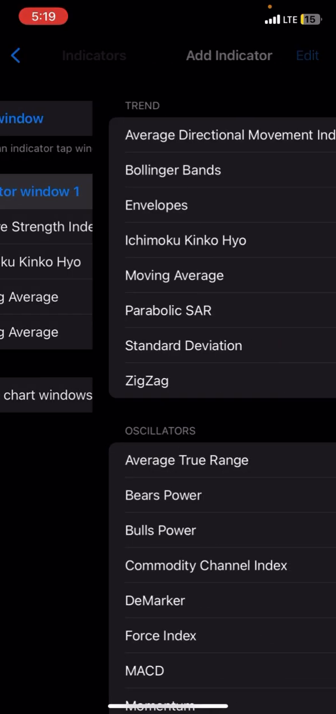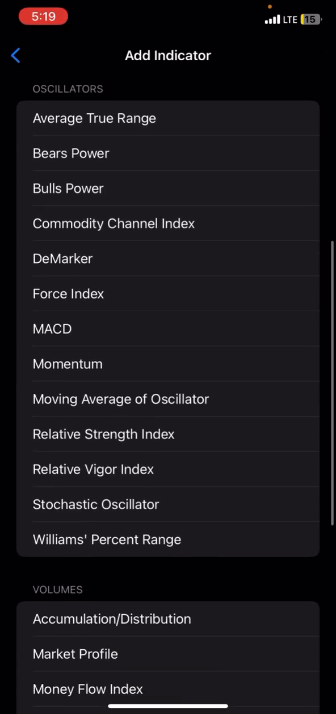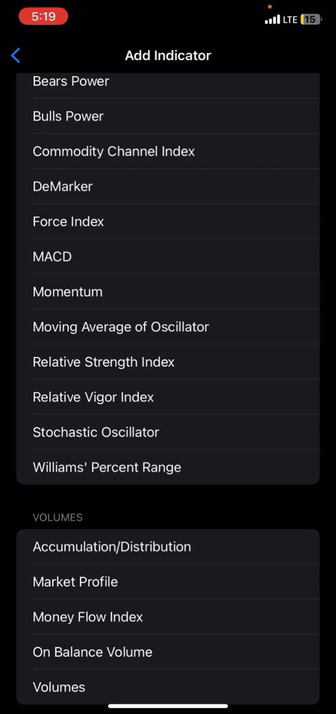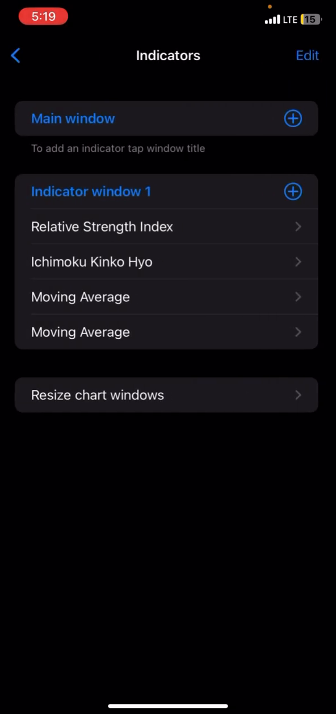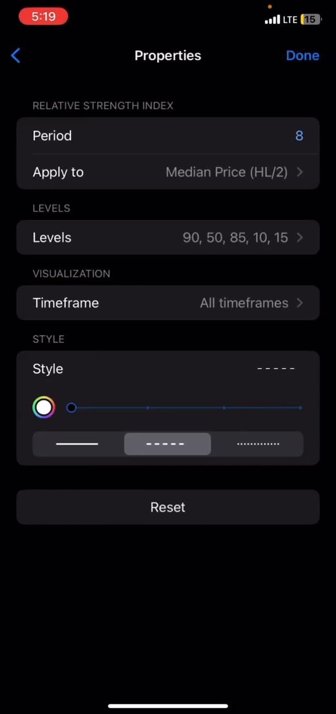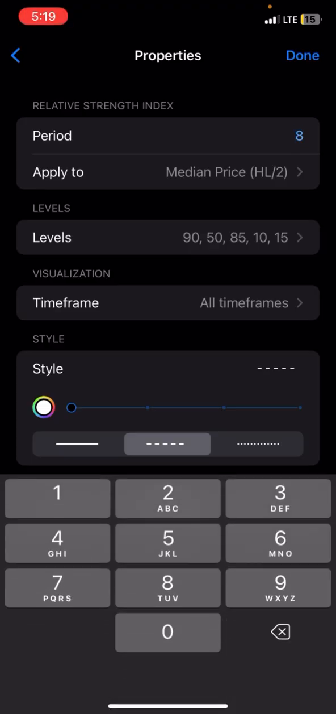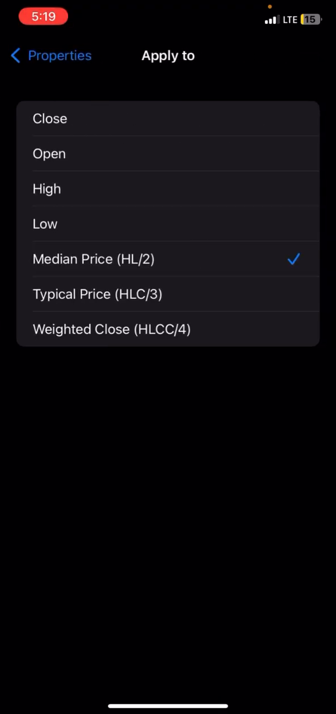All right, the first thing you need to bring in will be your RSI, relative strength index. You bring it in and click on it to create a window. Then under the properties, the period is 8, apply to median price. Put the number 8 there, and for apply to, click on median price.